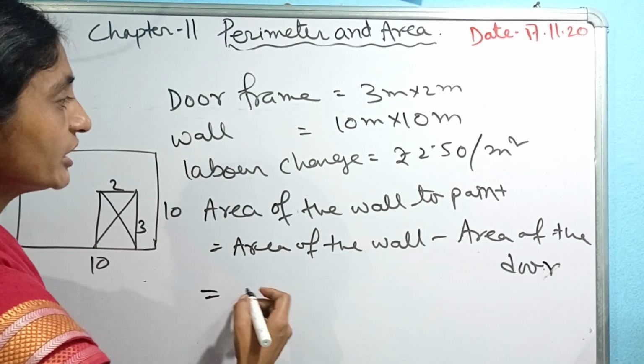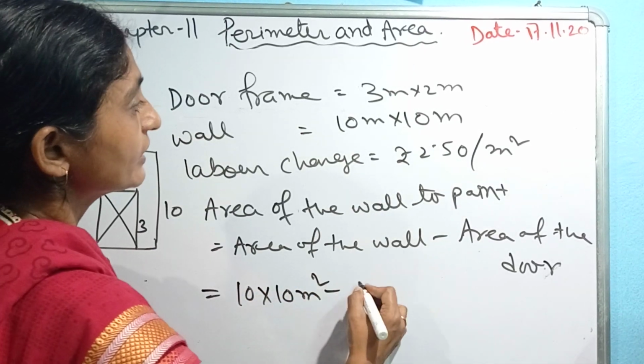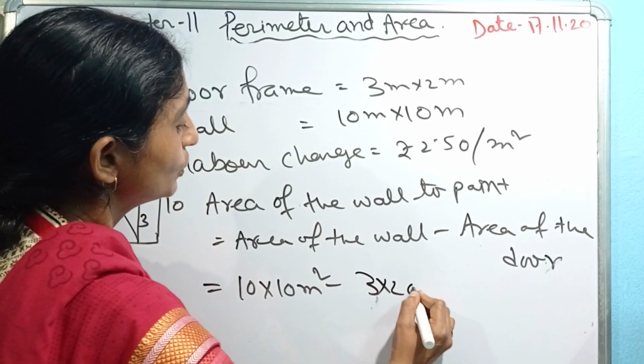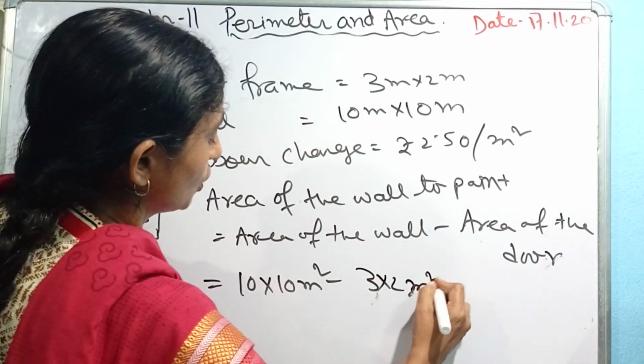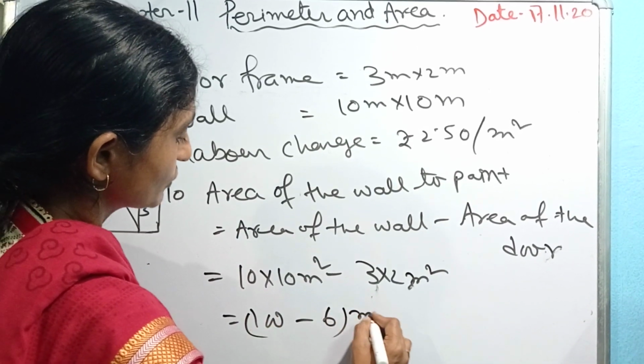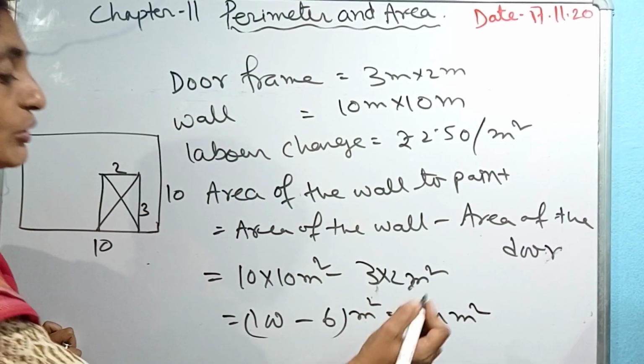So how much are you getting here? It is 10 into 10 meter square minus 3 into 2 meter square. So how much will it be? It is 100 minus 6 meter square. That means it is 94 meter square. That much area will be painted.